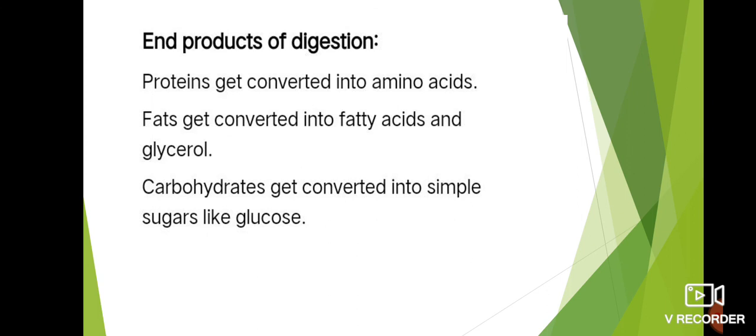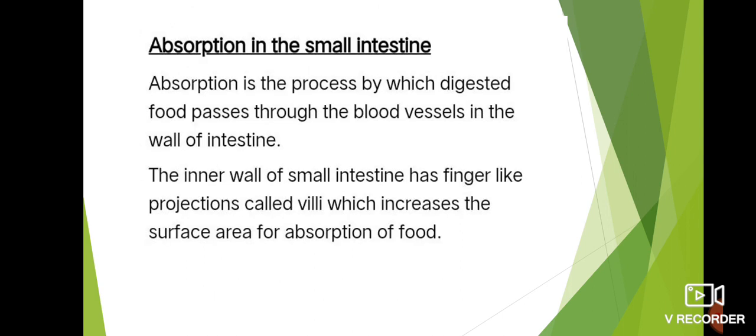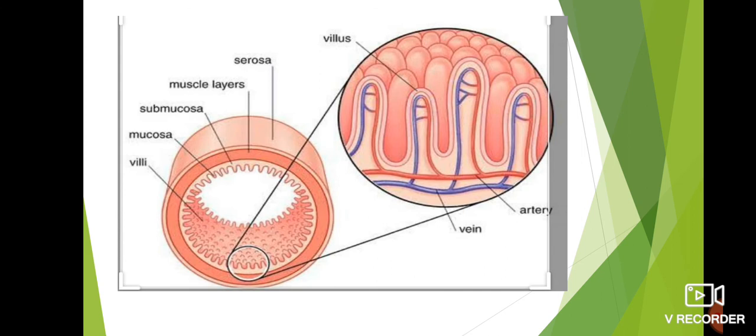End product of digestion. Proteins get converted into amino acids, fats get converted into fatty acids and glycerol, carbohydrates get converted into glucose. Absorption is the process by which digested food passes through the blood vessels in the walls of the intestine. The inner lining of the small intestine has finger-like projections called villi, which increase the surface area for absorption of food. This is the image of villi that are present inside the small intestine.